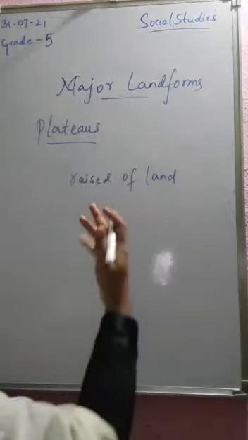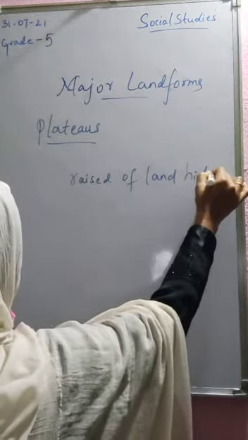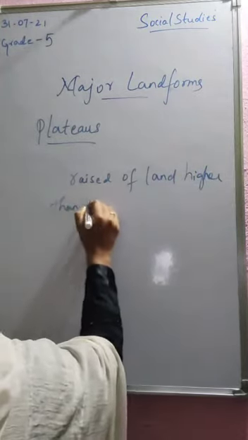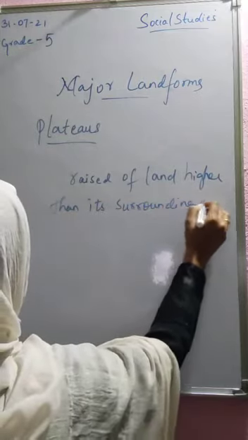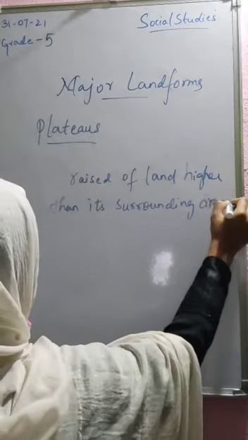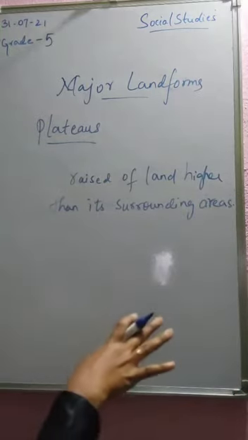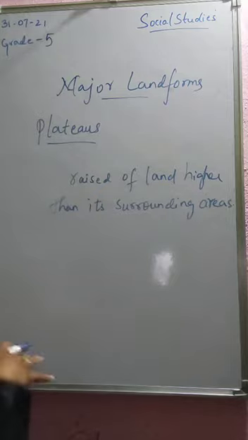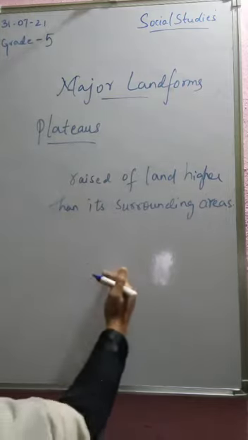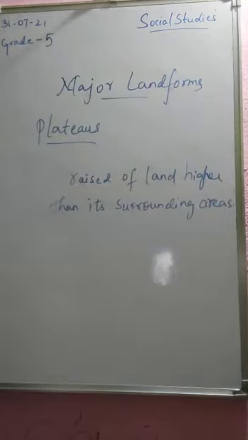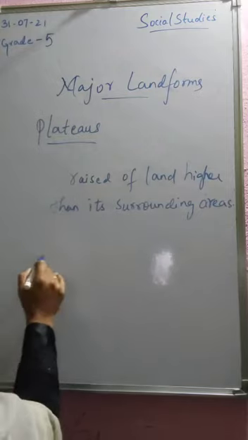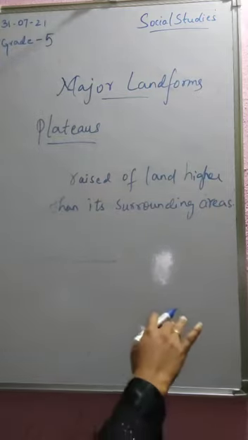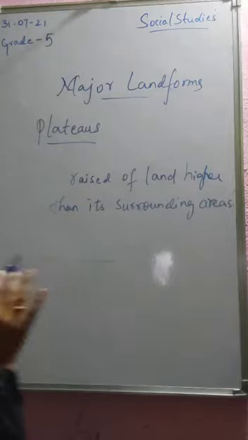Okay, higher than its surrounding areas. So whatever area it is present in, it is a bit higher. The surface of earth is a bit raised. Then its top is flat, okay, and leveled. No bumps you find there, no ups and downs you find, and it has steep slopes.